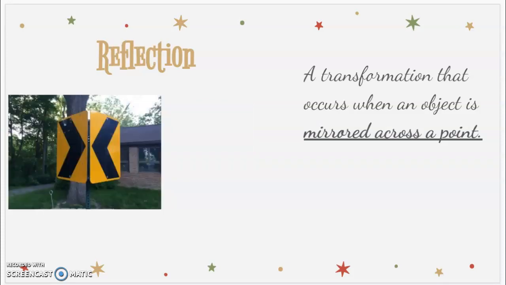Reflection. Think about it. Look at yourself in the mirror. That's your own reflection. Reflection is a transformation that occurs when an object is mirrored across a line. So if you see here, if I was going to draw a line, this is my original picture. It's reflected on the other side of this tree. So it's not changing shape, it's not changing position, it's just basically flipping the image the opposite way. If you want to test it out, try writing something on a piece of paper and hold it up to a mirror. It should be completely backwards.